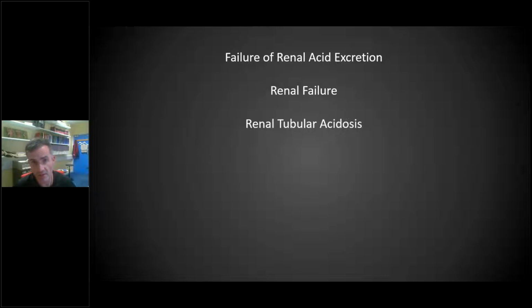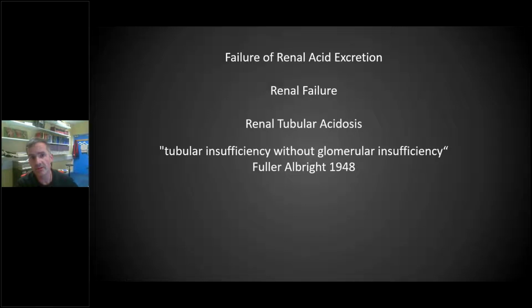disorders represent. And in fact, when renal tubular acidosis was first described by Fuller Albright back in 1948, he described it as tubular insufficiency without glomerular insufficiency. Okay, that's not entirely true, because you don't have to have a completely preserved GFR to have RTA, but it implies that the problem with acid secretion is not due primarily to your GFR.